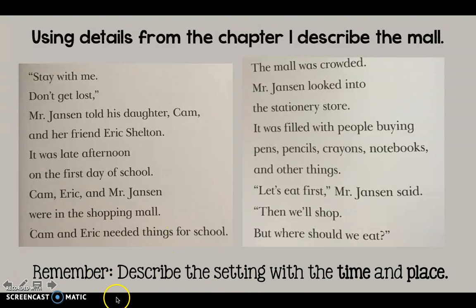Go ahead and find all of the ways chapter 1 describes the setting. Good luck.